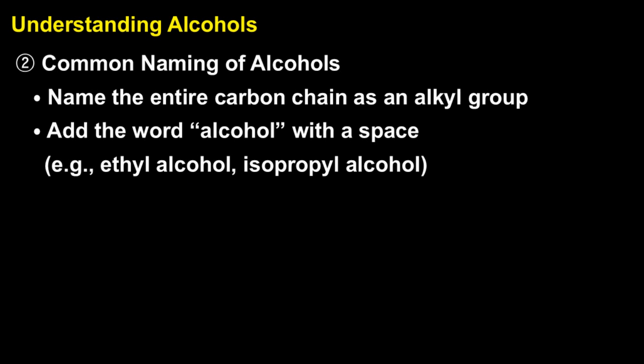Now let's switch gears and talk about common names for alcohols. This system is a little older and not as formal, but you'll still see it pretty often, especially with simple molecules. Here's how it works. You name the entire carbon chain as if it's an alkyl group, and then you just add the word alcohol with a space in between. So if you've got a 2-carbon chain, you call it ethyl alcohol. If it's a 3-carbon chain with a branch, maybe it's isopropyl alcohol. It's quick, it's simple, but keep in mind, it doesn't follow IUPAC rules, so it's really just useful for small familiar molecules.